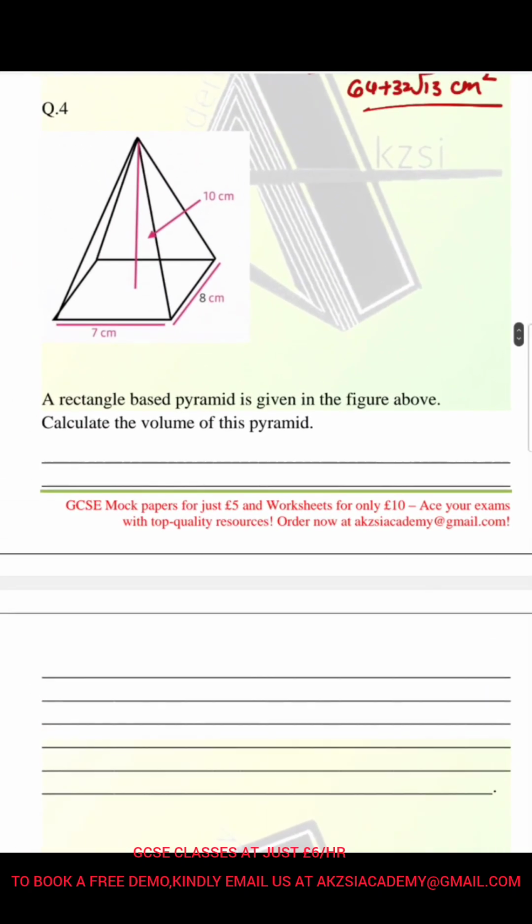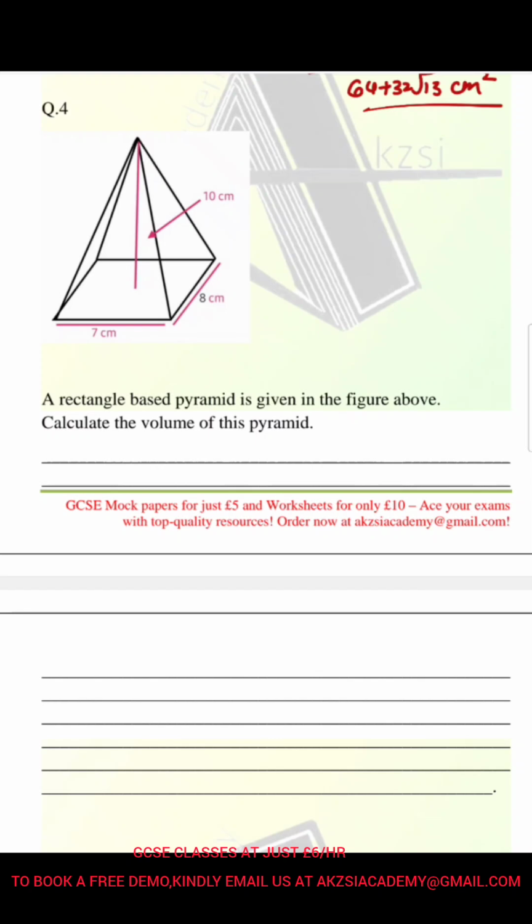Moving on to the next one, question 4 says a rectangle based pyramid. Now here it's clearly mentioned that it's rectangle based, and here I can also see that one side is 7 centimeters and another is 8. So it's basically a rectangle. And we have to calculate the volume.